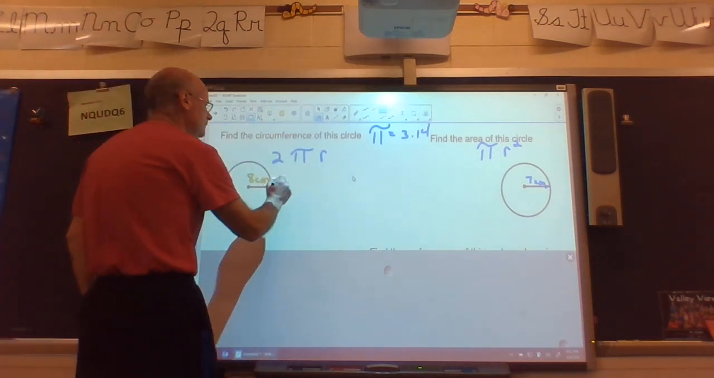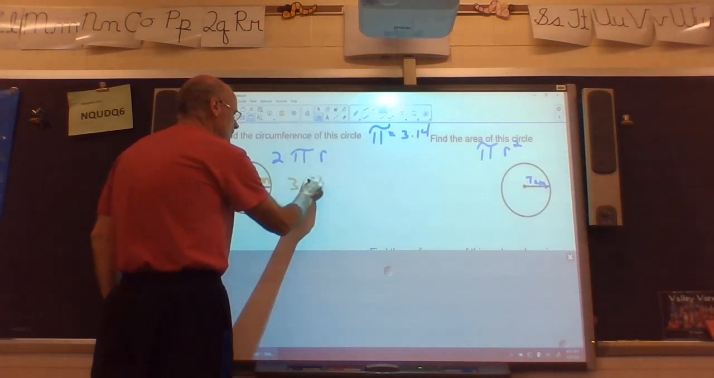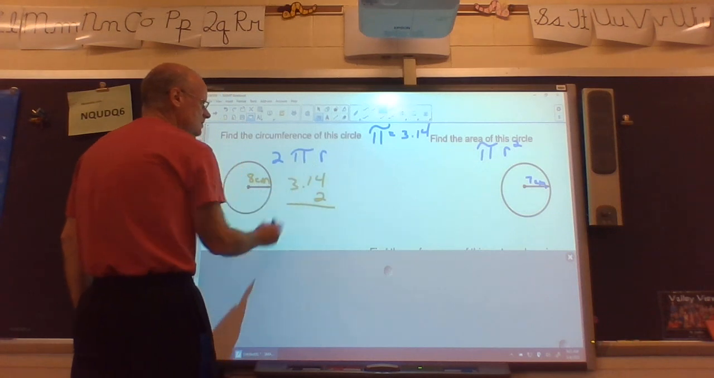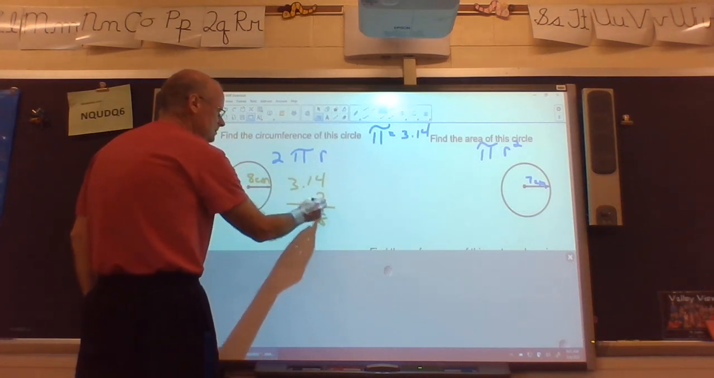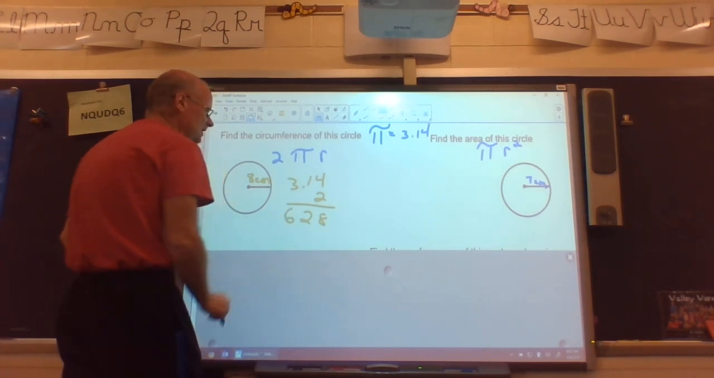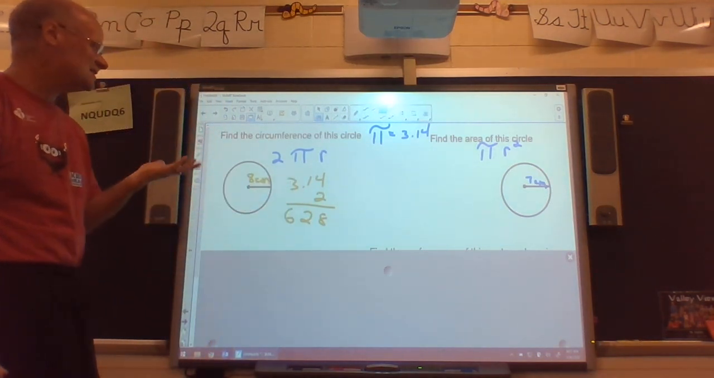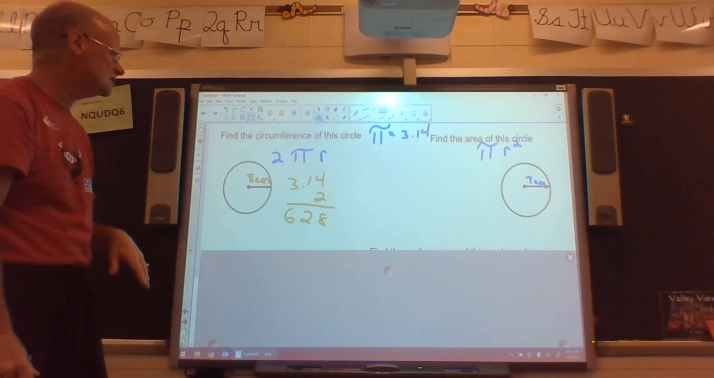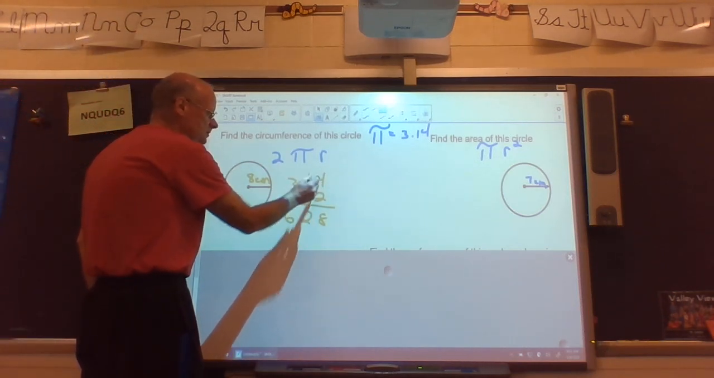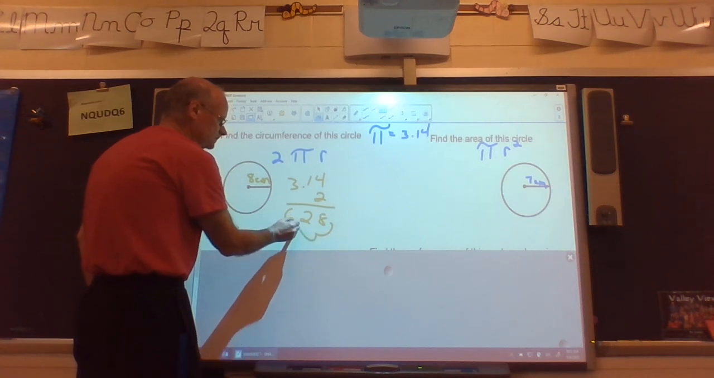So I can do 3.14 times 2. 2 times 4 is 8. 2 times 1 is 2. 2 times 3 is 6. Now I have those decimal points in there, and I always tell you guys, forget about the decimal points till you're done. Then you have to figure out how many spots past the decimal point there are. There are 2, so you have to move it over 2.